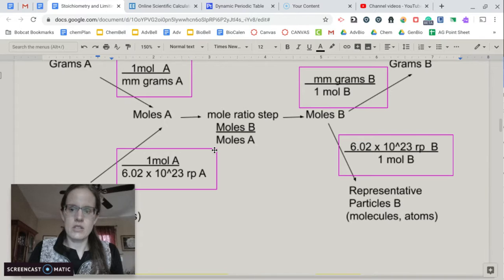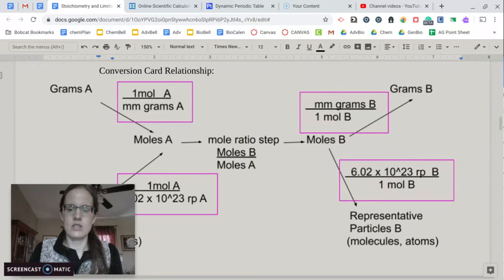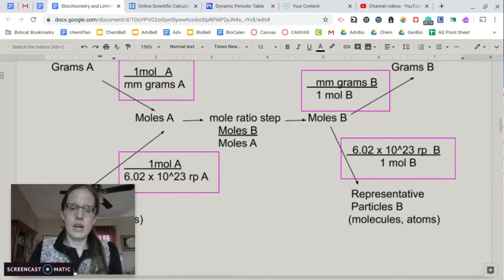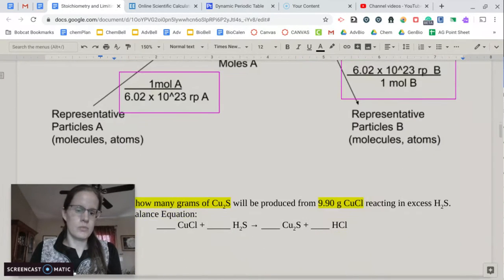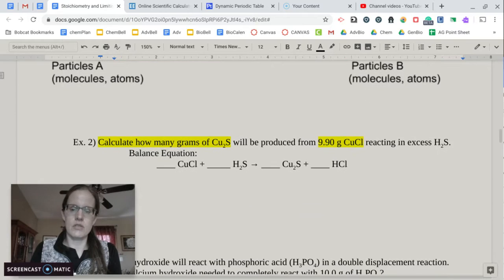Okay, so you can pause this, get this on your conversion card, and you can use it. Some of you might have to use it every time. Most of you should be able to figure it out so that you don't have to use that every time.